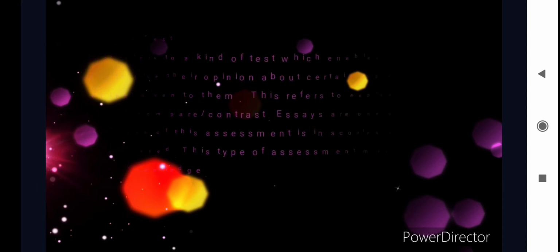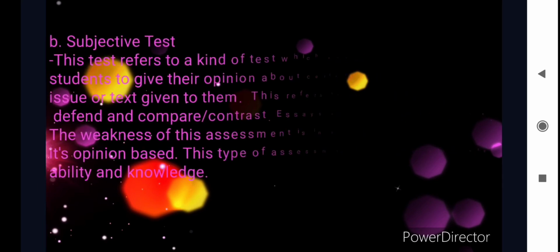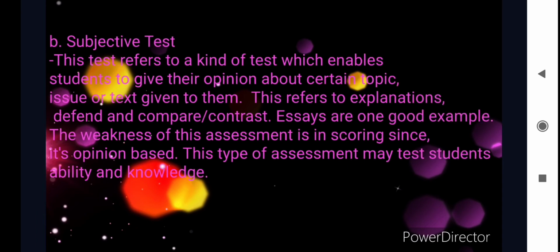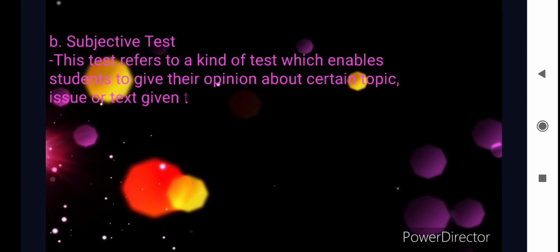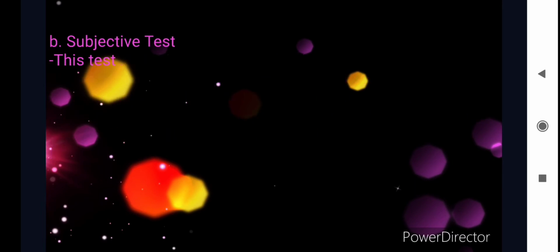B. Subjective test. This test refers to a kind of test which enables students to give their opinion about a certain topic, issue, or text given to them. This refers to explanations, defend, and compare or contrast. Essay is one good example. The weakness of the assessment is in scoring since it's opinion-based. These types of assessment may test students' ability and knowledge.